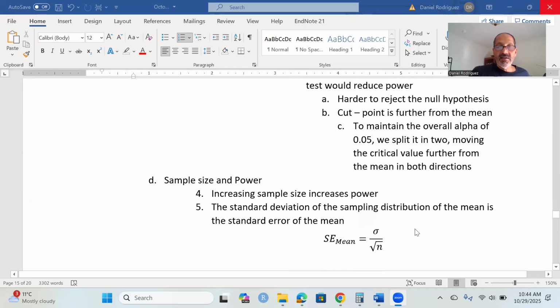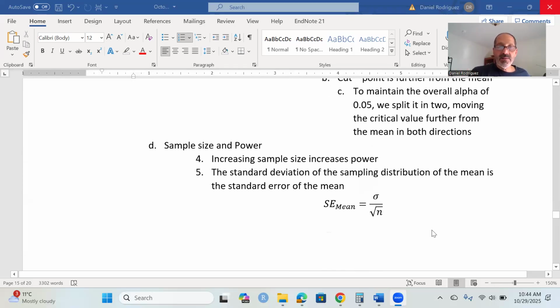So let's go and look at sample size and power, because I talked a lot about sample size. I mentioned increasing the sample size makes everything better, makes life easier. So let's take a look at how that happens. The standard deviation of the sampling distribution of the mean is known as the standard error of the mean.